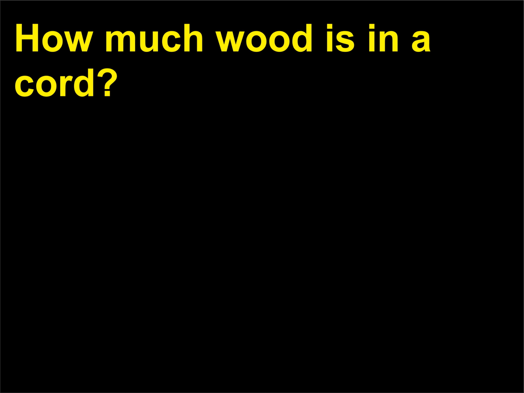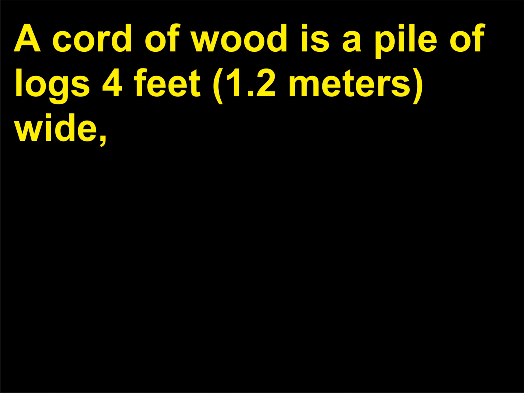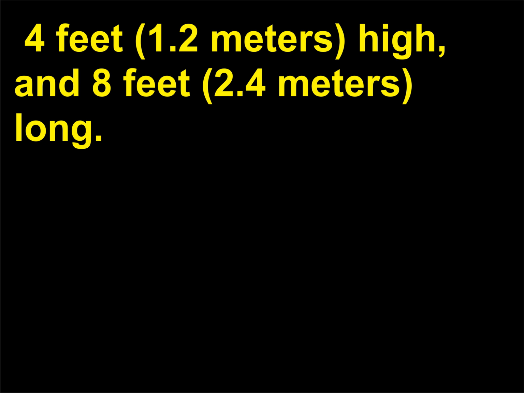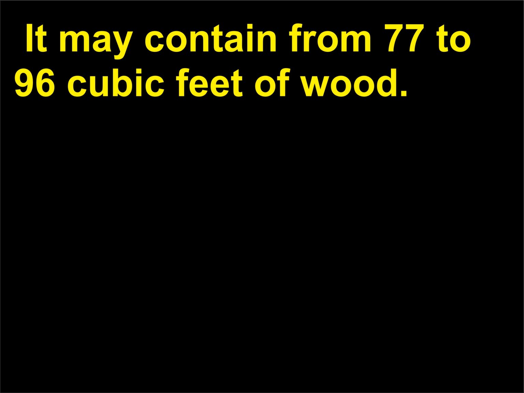How much wood is in a cord? A cord of wood is a pile of logs 4 feet, 1.2 meters, wide, 4 feet, 1.2 meters, high, and 8 feet, 2.4 meters, long. It may contain from 77 to 96 cubic feet of wood.